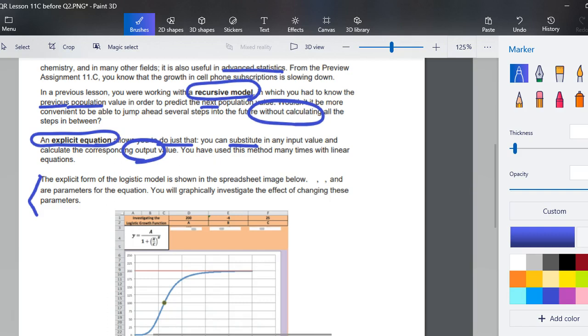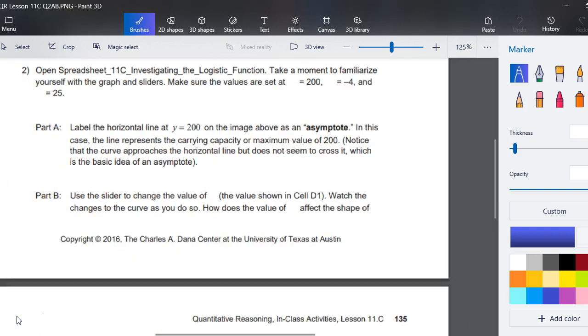A, B, and C are parameters for the equation. We're going to graphically investigate the effects of changing these parameters. Make sure you know where A is, and make sure you see where C is, and then where B is in the exponent, which is in the denominator. Remember, it's a good time to hit pause, go open the spreadsheet it's referencing, and do your work, and then come back and we can work on this together.